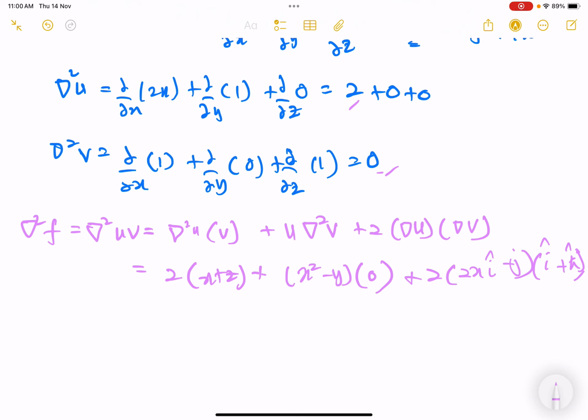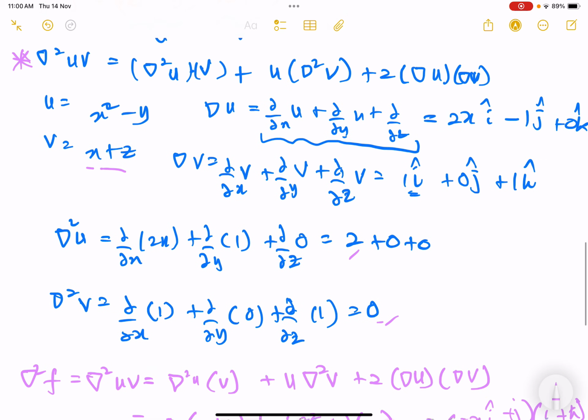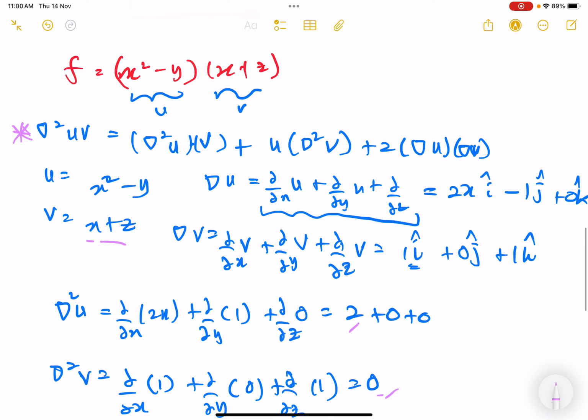Alright, so let me check again. Our u is 2x, over u, so x correct, so this one is correct, this should be x, 1. Correct.